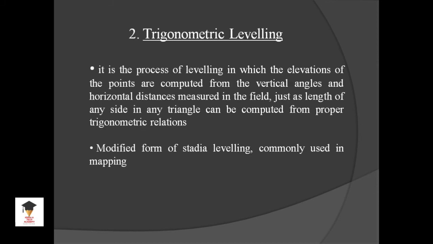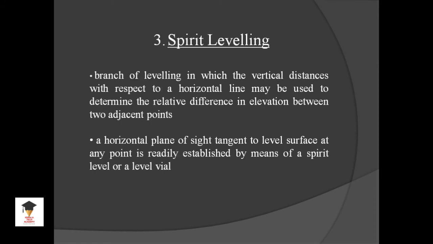The second one, trigonometric leveling. It is a process of leveling in which the elevations of points are computed from vertical angles and horizontal distances measured in the field, just as the length of any side in a triangle can be computed from proper trigonometric relations. Here, a modified form of stadia leveling is used, and it is commonly adopted in the case of mapping.